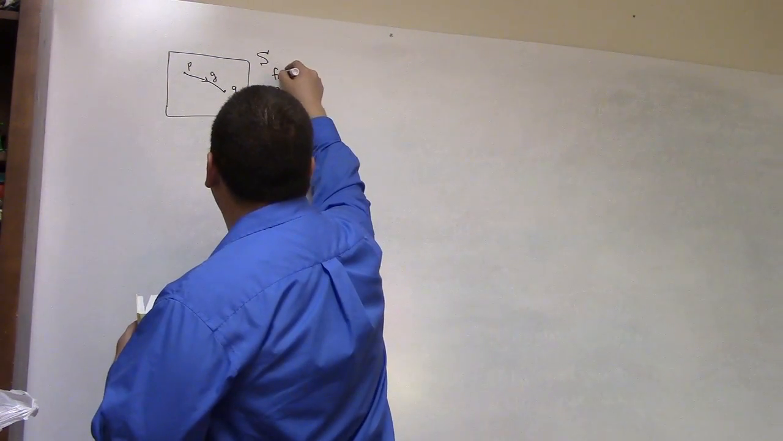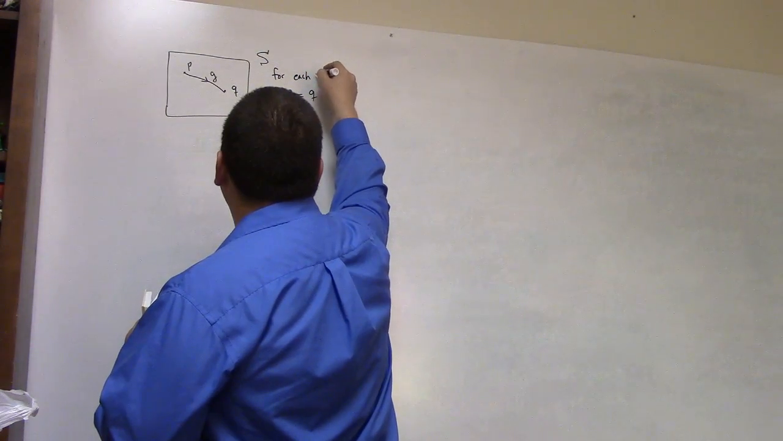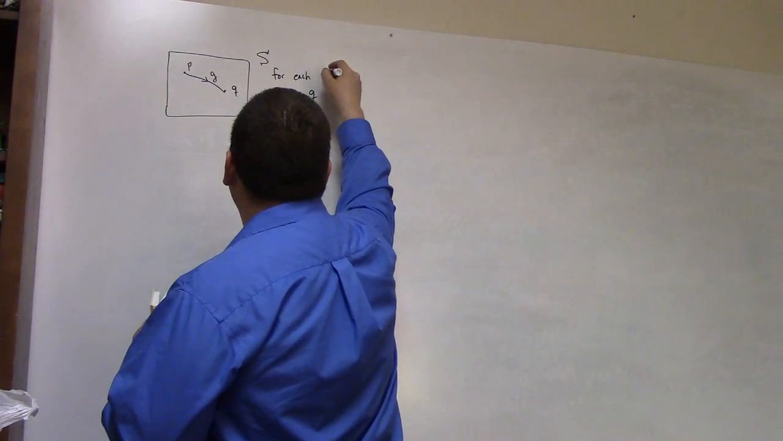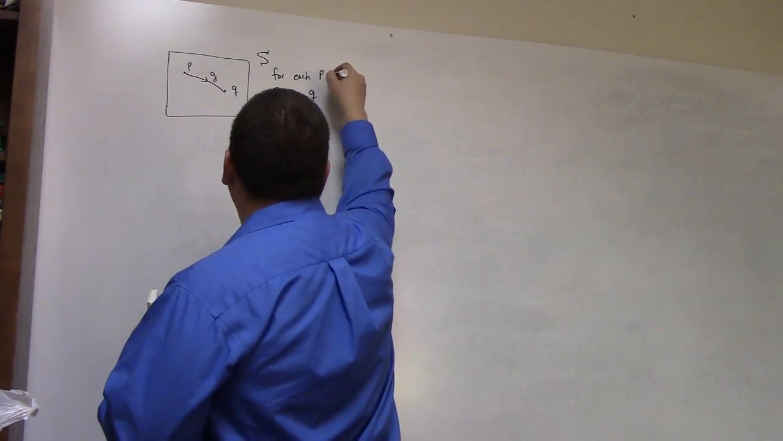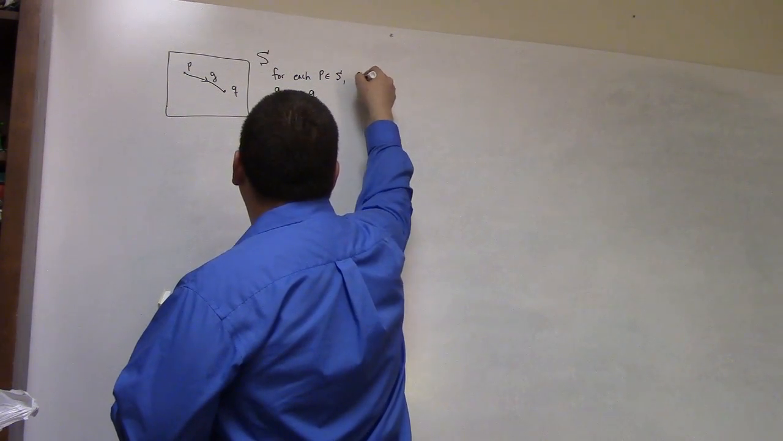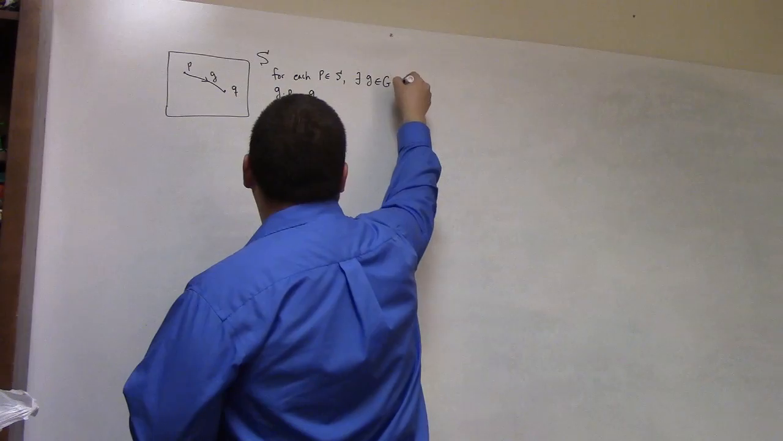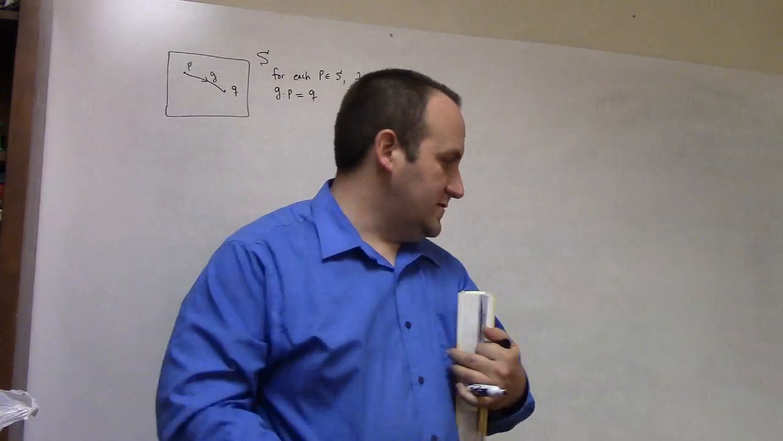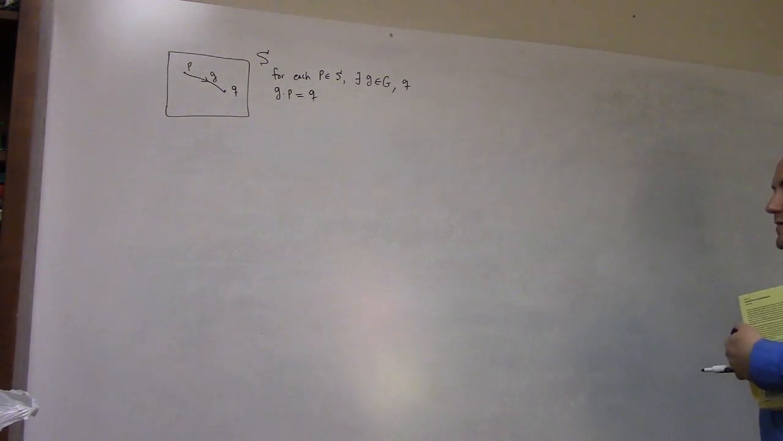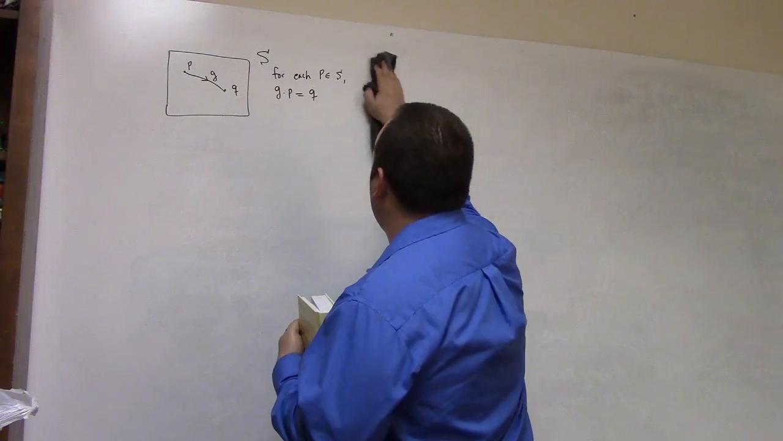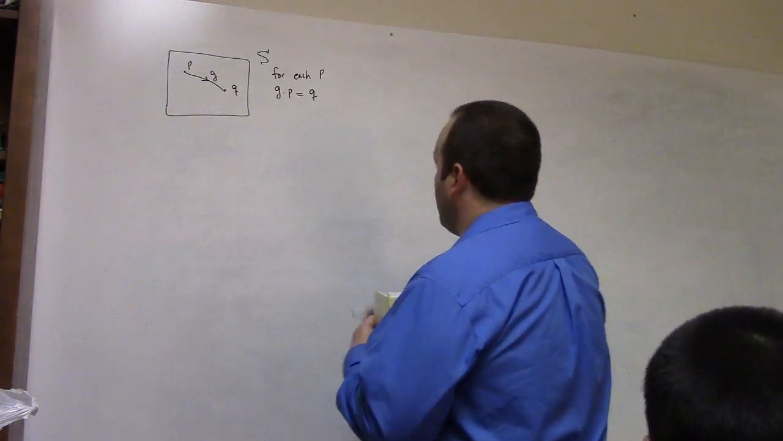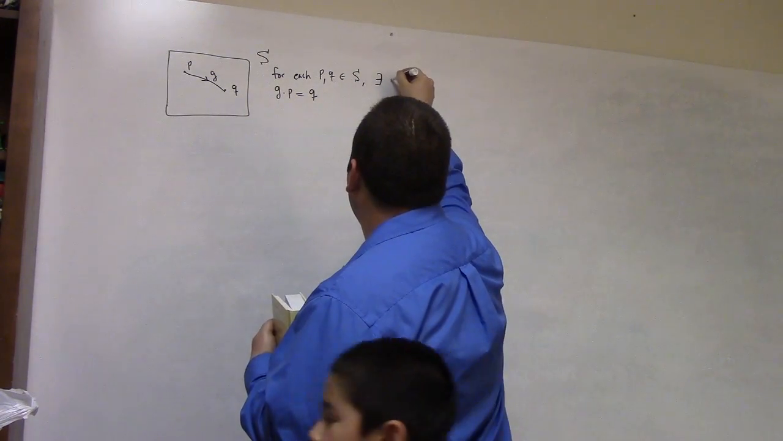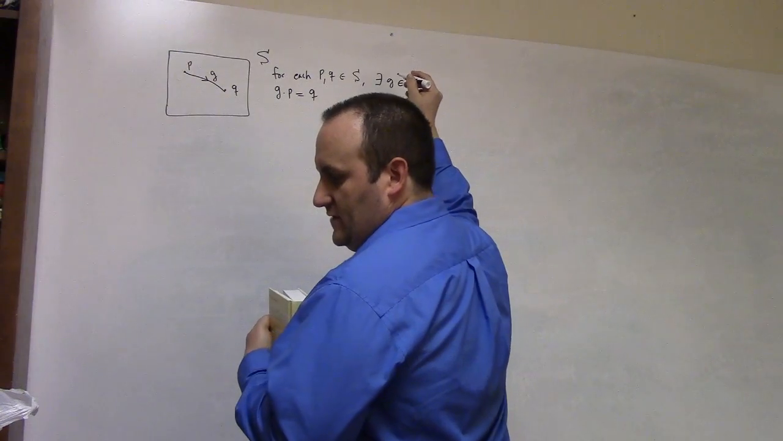You know, for each... I don't want to say this wrong. I want to say for each P in S, there exists G in G and Q. That's still not it. Maybe I should say for each P, Q in S, there exists a G, though. There exists a G in G.